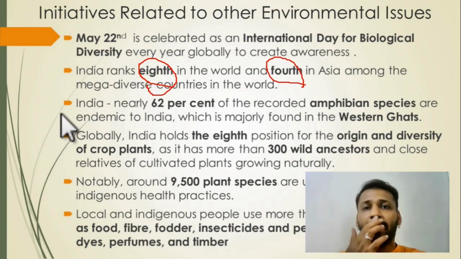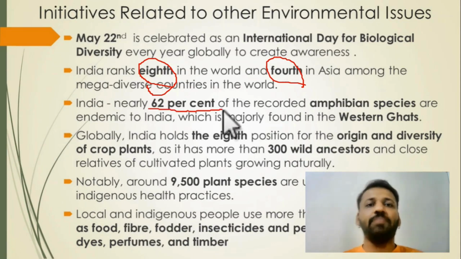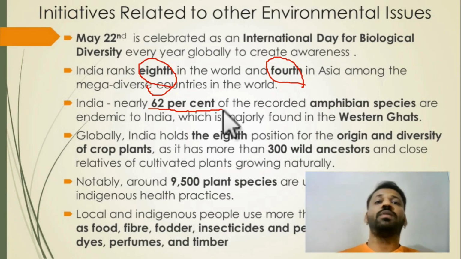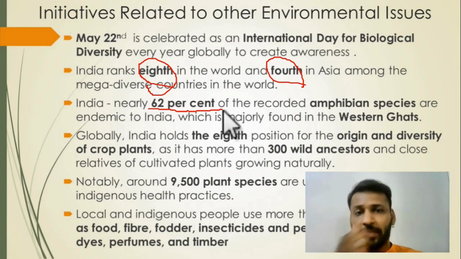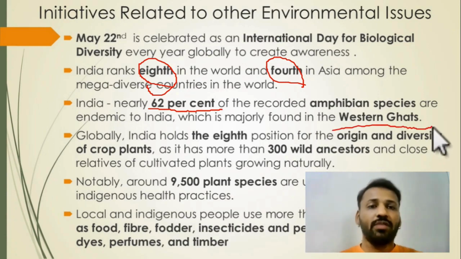In terms of biodiversity, we rank 8th in the world and 4th in Asia. One more important thing is 62% of India's amphibian species are endemic, means only found in that particular region. These are endemic, they are not found anywhere else in the world. So 62% of India's amphibian species are endemic. That means they are very, very sensitive, and almost all of them are found in the Western Ghats.